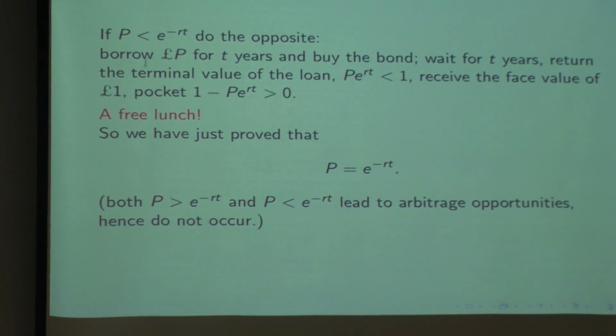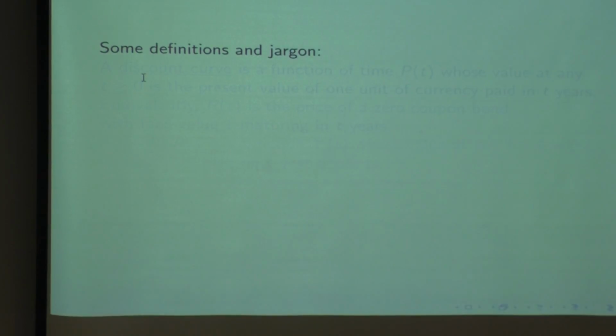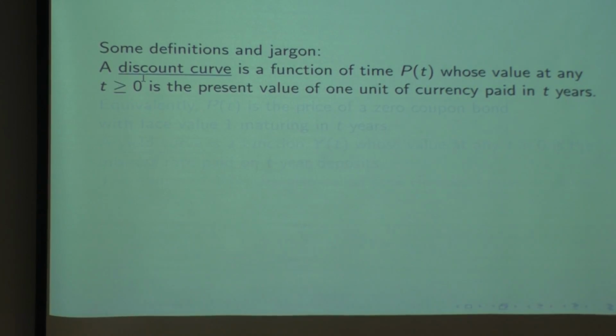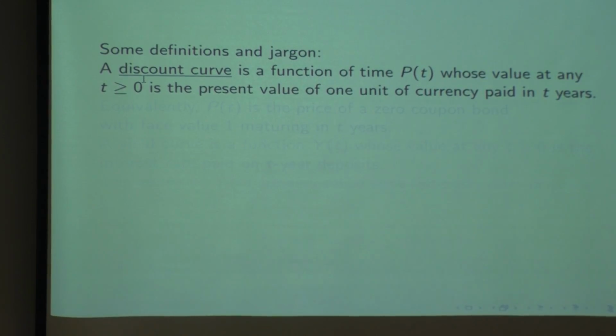So how am I going to formally introduce that assumption? I'm going to introduce two functions. The first one is a discount curve. A discount curve is a function of time, and it's a function that takes the time t to P of t. And what is P of t? You can think of this in several ways.